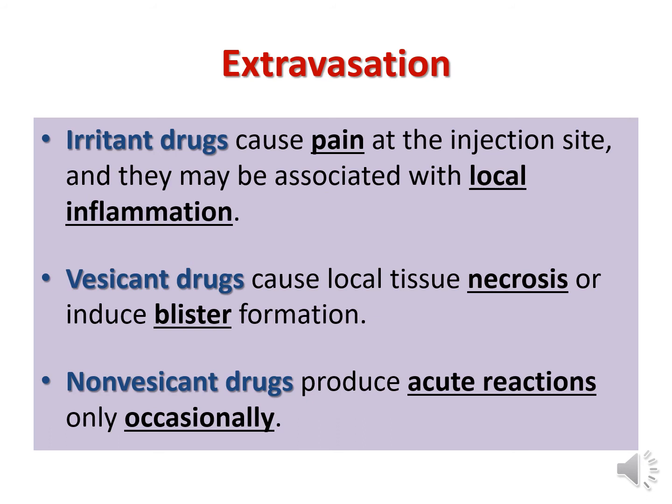Irritant drugs, whenever extravasated, can lead to some pain at the site of injection and maybe just associated with local inflammation at the site of extravasation. Non-vesicant drugs can produce some sort of acute reaction only occasionally. However, vesicant drugs are the most dangerous, leading to local tissue necrosis and even blister formation.